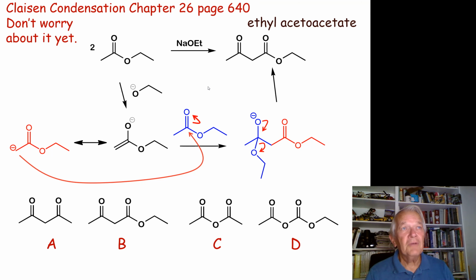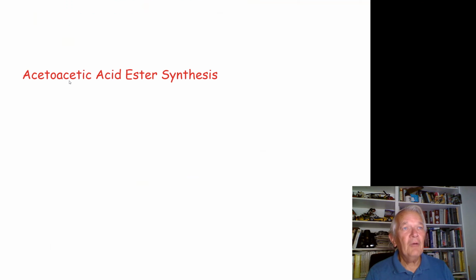So how is this going to work? Now, this particular reaction is called the Claisen condensation, and it's in chapter 26, and don't worry about it a lot. It's actually very simple, but we'll talk about it later. But for now, we're going to use the molecule we just made to do a synthesis. So here it is, acetoacetic acid ester synthesis.